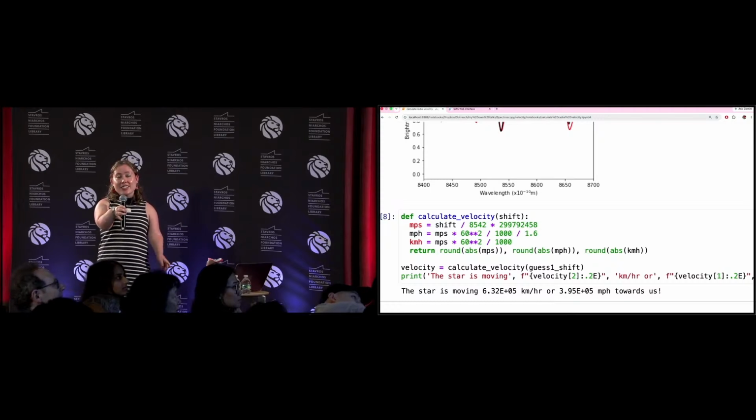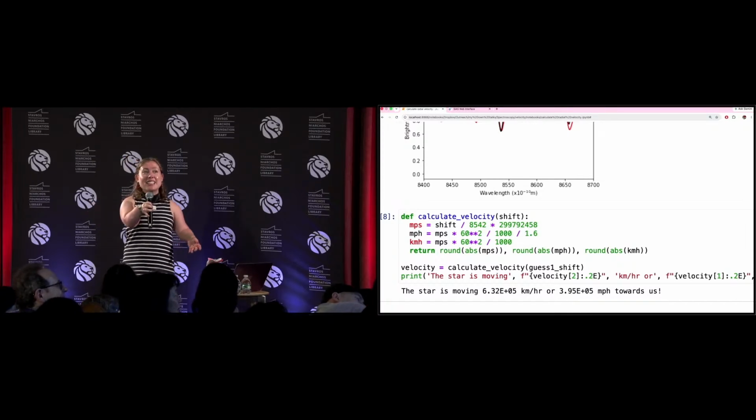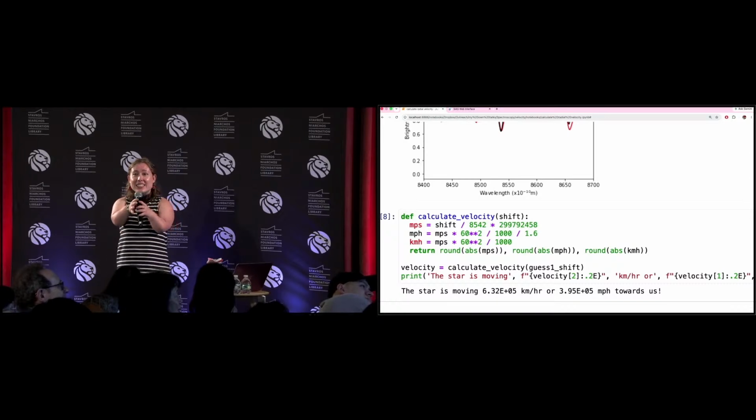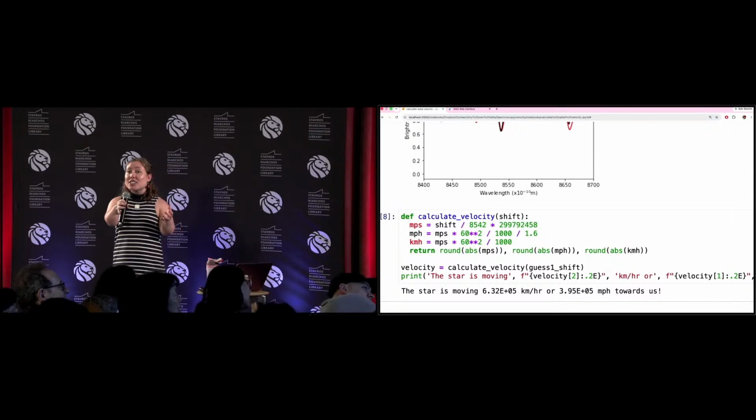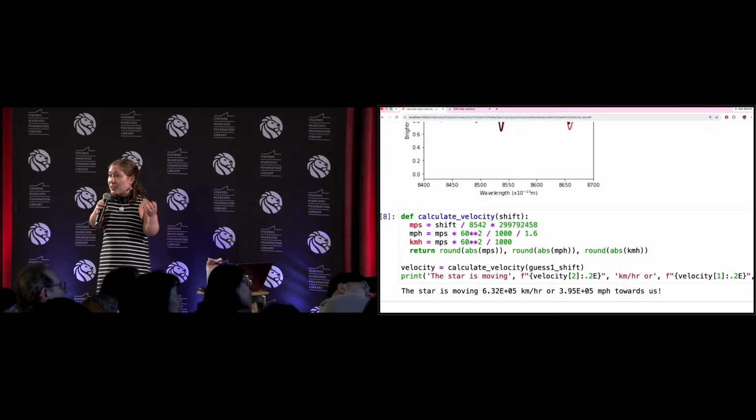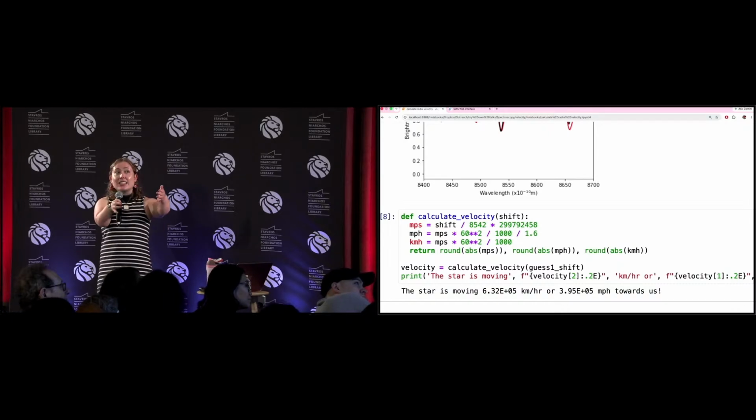Is that fast or slow? It's very fast. It's faster than humans can go on Earth. It's about as fast as our fastest satellites or spacecraft out there. So stars are moving incredibly, incredibly fast. And because we had to move the template to the left, it turns out that star is moving towards us.